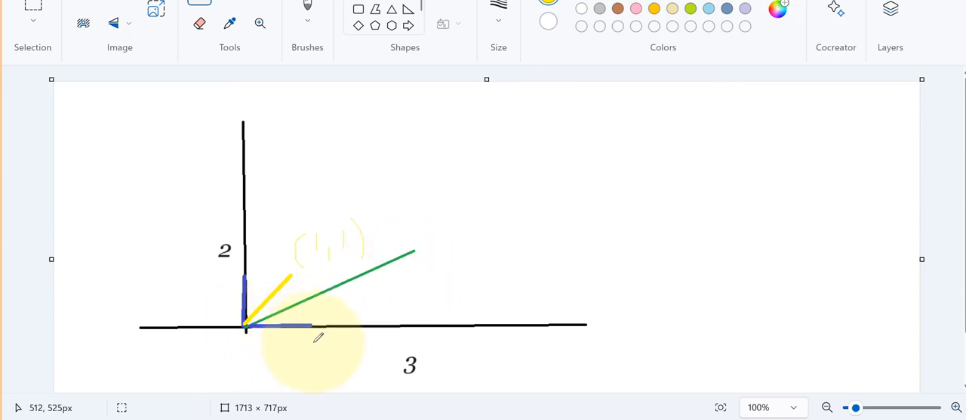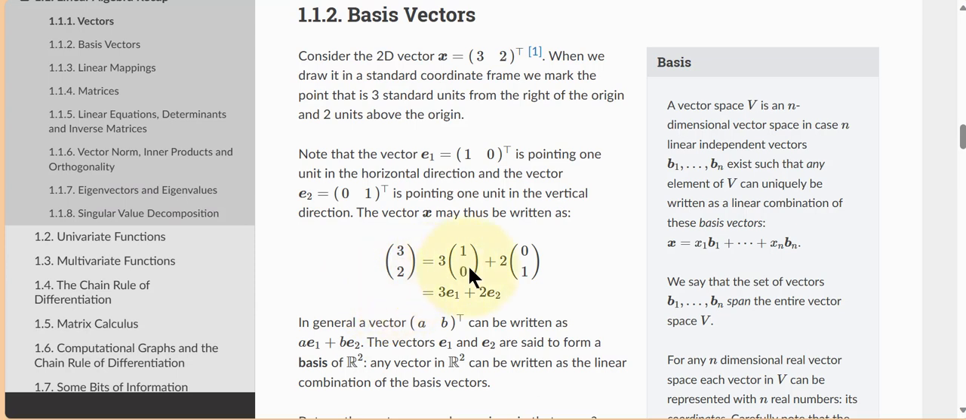We can get to here with a scalar multiple combination of this and this, but these two blue ones have a nice property. Of course, we can do it with the blue ones as well. We can go a certain amount in this direction plus a certain amount in this direction to get to the green. But the blue ones have a nicer property: if we want to know how far we should go using E1, and how far we should go using E2, it's just 3 and 2. It's just these numbers here. So that makes it really easy.